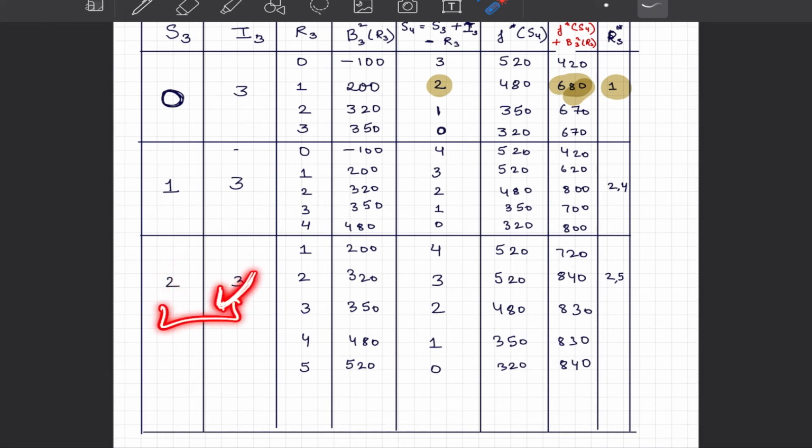Now when S3 equal to 2, and we know that the precipitation that is going to happen is 3, then 2 plus 3 becomes 5. Capacity of reservoir is 4. That means the possible releases cannot be 0. So it has to be either 1, 2, 3, 4, 5. And then we again populate the table.